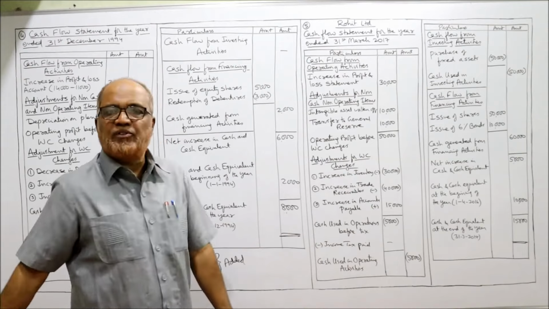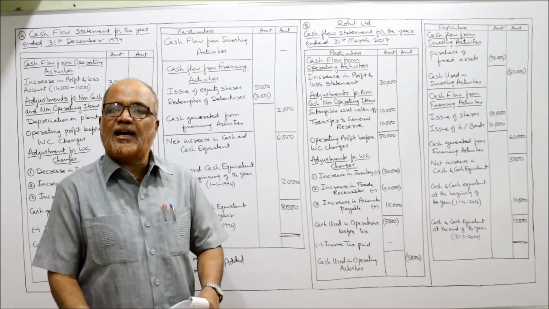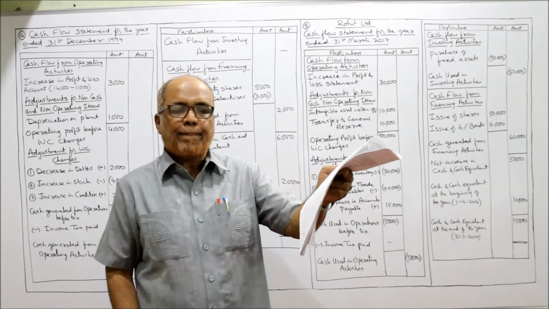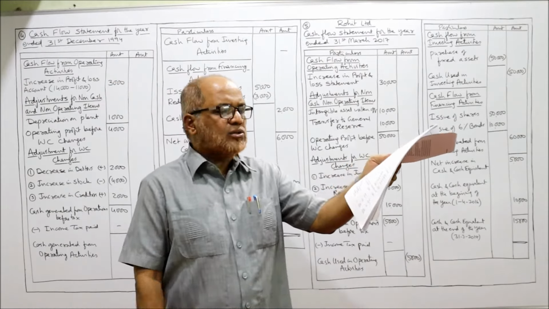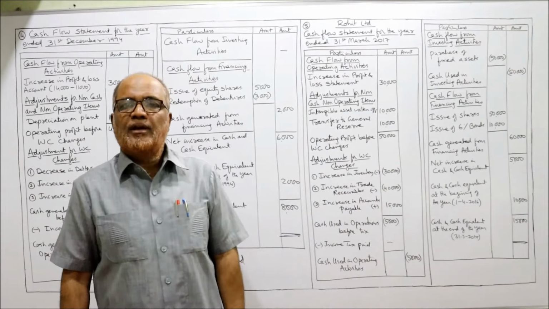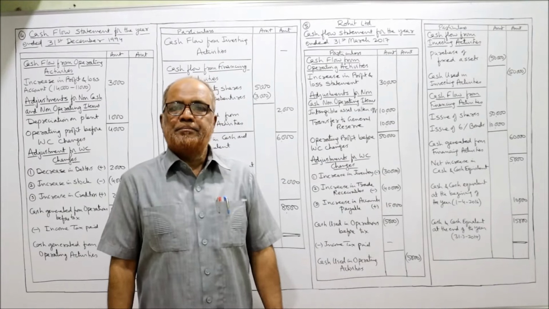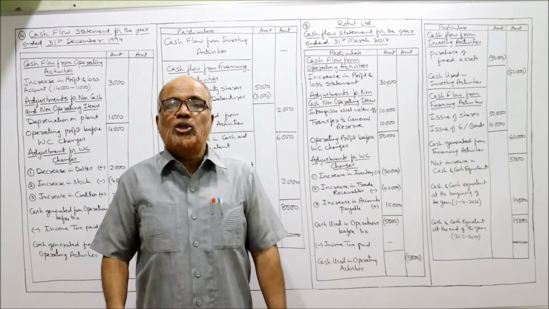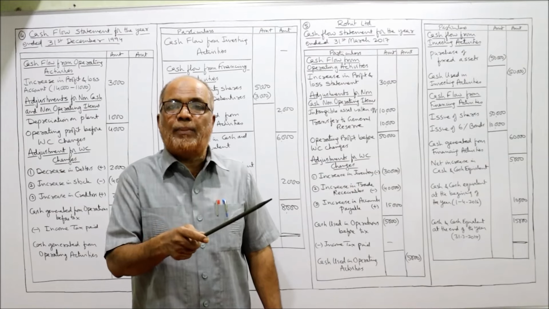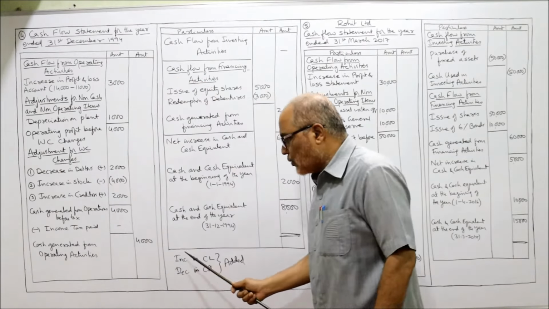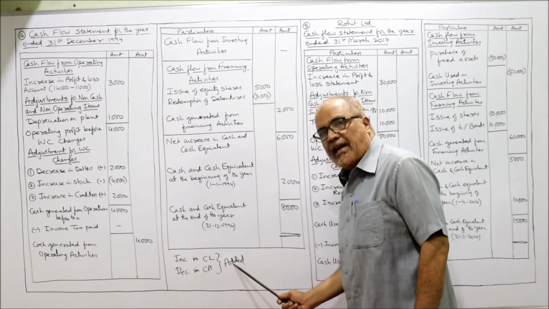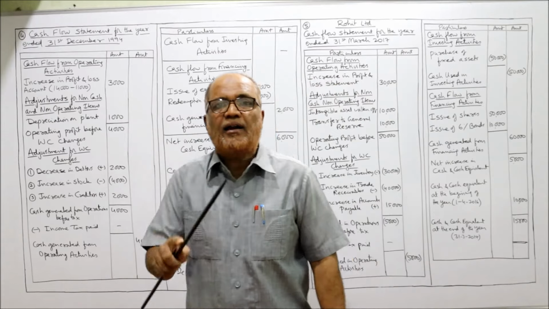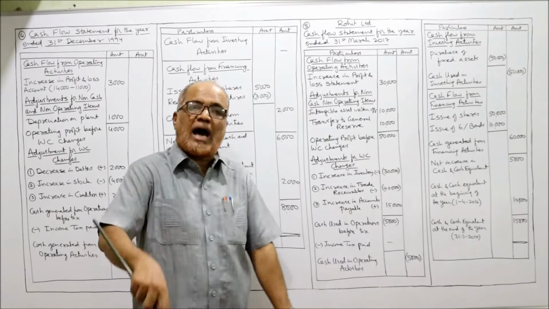Now we have to make the adjustment for working capital changes by considering the current assets and current liabilities. First of all, you can see trade payable. The trade payable last year was 40,000, current year 55,000. Trade payable is a current liability. It is increasing, so add, because you can find the rule here: an increase in current liability is added.